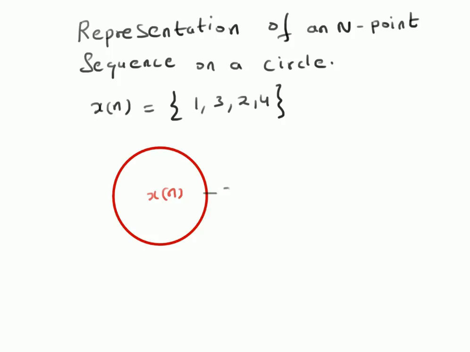So the first number comes here, x of 0. The second one comes at 90 degrees, that is x of 1. The third one comes at x of 2, at 180 degrees. And the last one at 270 degrees, x of 3. So x of 0 is 1, x of 1 is 3, x of 2 is 2, and x of 3 is 4. So this is the representation of the sequence x of n on a circle.